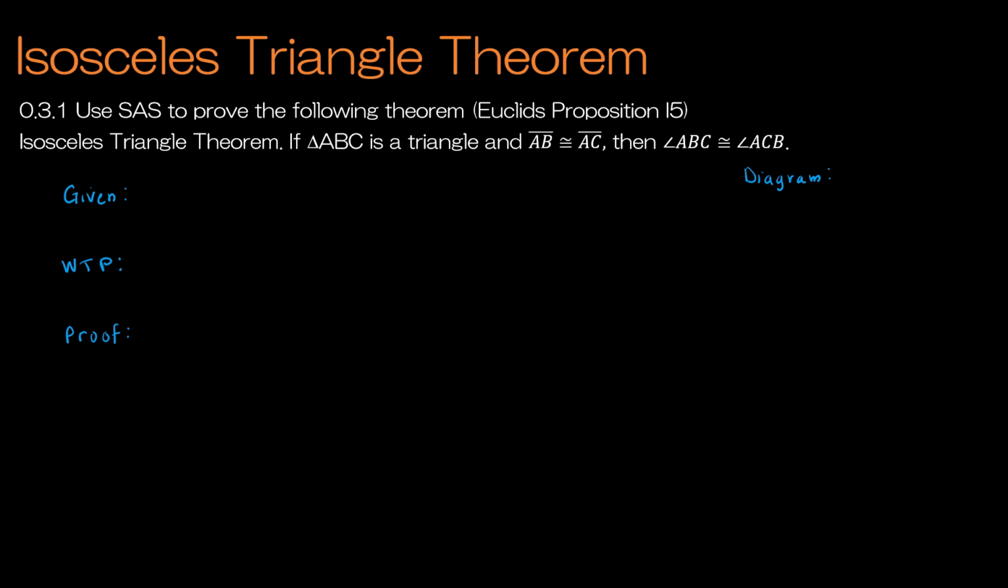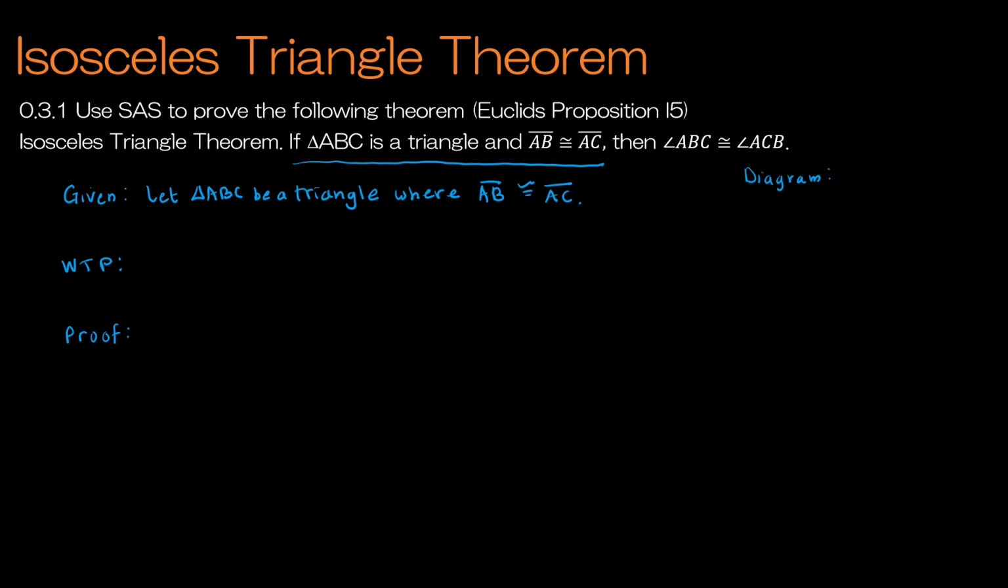Now, many students just use exactly what is written here, and sometimes that works and sometimes it doesn't. So when we write our given statement, we want to be specific. This one actually is specific and says if ABC is a triangle. So the given is going to be let triangle ABC be a triangle, and specifically a triangle where the side AB, or the segment AB, is congruent to the segment AC.